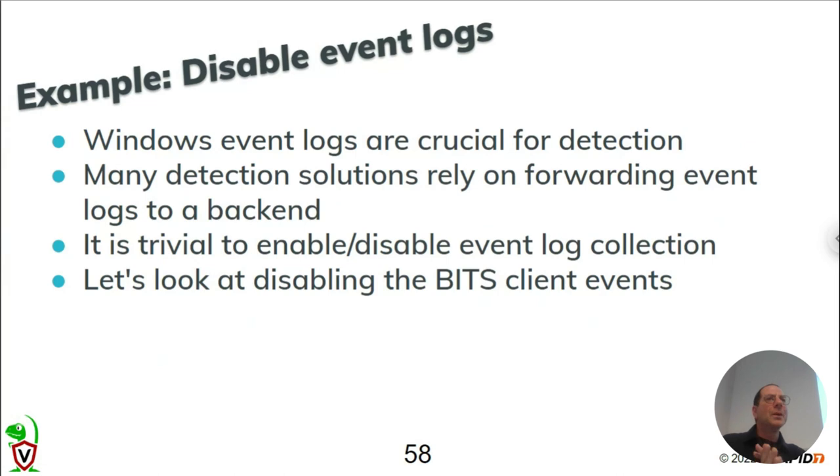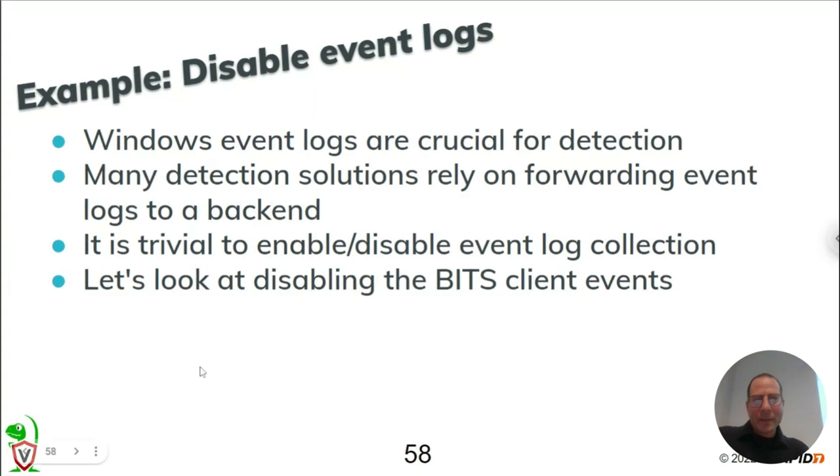So I'm just going to go through an example of a common use of this. It's one of my favorite examples, and that is disabled event logs. Event logs are really key in Windows, and a lot of systems, like EDRs, are all about forwarding different event logs to servers. But a lot of people don't know that it's very easy to disable event logs on Windows. And I want to show you how to do that.